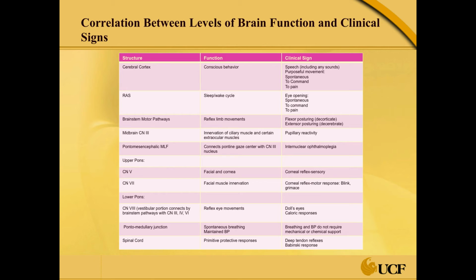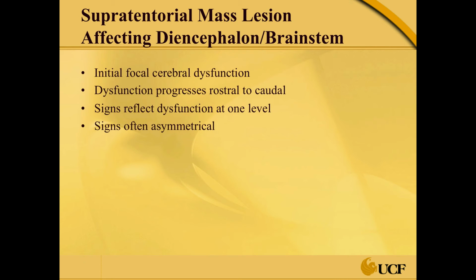And then pontomedullary junctions, you get breathing disorders, like spontaneous breathing can be disrupted, and then your vital centers can also be disrupted, so BP will drop. And the spinal cord, obviously, your DTRs and your Babinskis are going to be affected. So this is a pretty cool table. I'm glad we took the time to go through it because I can see a couple of test questions coming from this table. So I would know, based on your physical exam finding, what kind of lesion or what kind of injury you are suspecting in the patient.